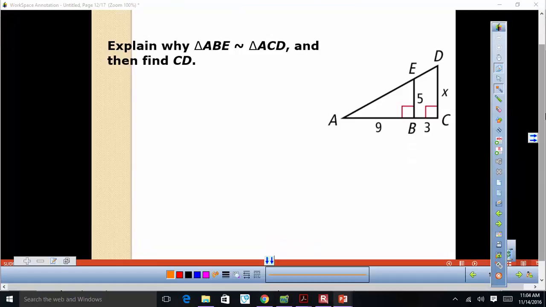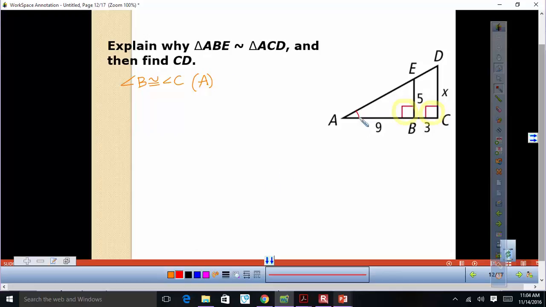Okay, so on this one, what would you start out with trying to explain why they're similar? B and C. So B and C are congruent. Okay, so that's an angle. Do we have another angle that may be congruent here? Angle A, very good. So angle A is congruent to itself, and that's actually called the reflexive property, y'all. So that gives us by AA, these are similar.